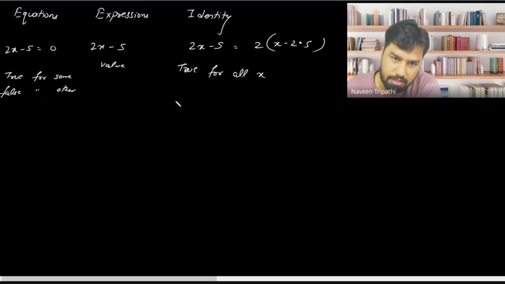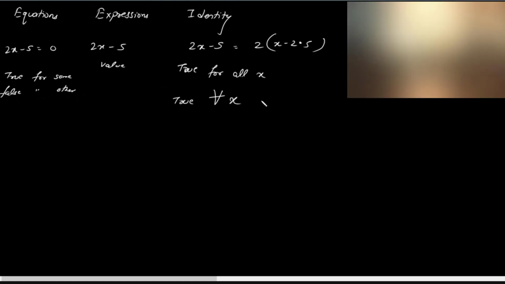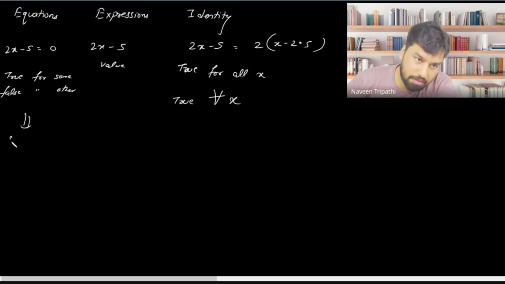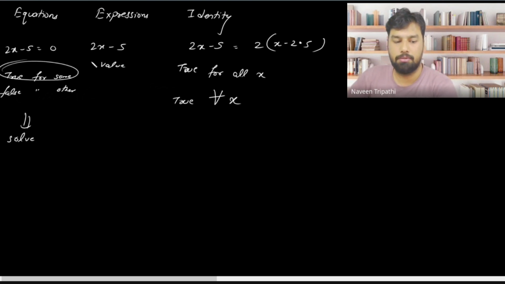In maths we write it like this: true for all x. This is a new symbol that we'll study, and your teacher might use it later on, but we are using it right now. So what is the difference between equation, expression, and identity? Identity is true for all the values of x or y or z or whatever variable they have, always. Expression is basically a value you get by putting the value of the variable. And an equation is true for some and false for others, which is why we solve it. Solving means finding out where it is true.